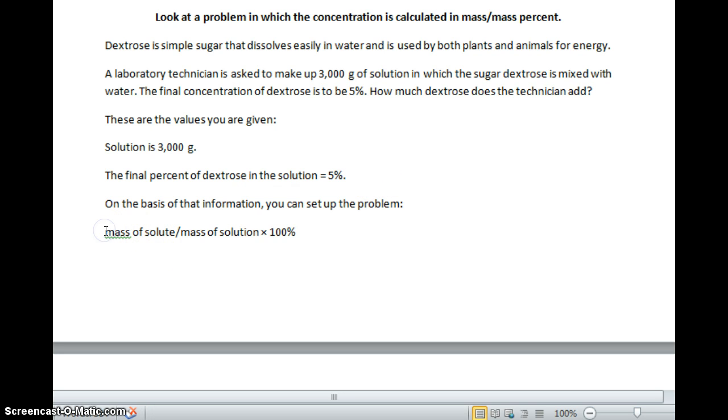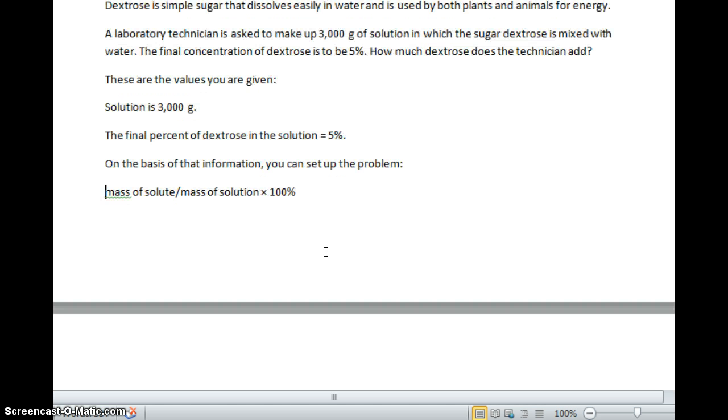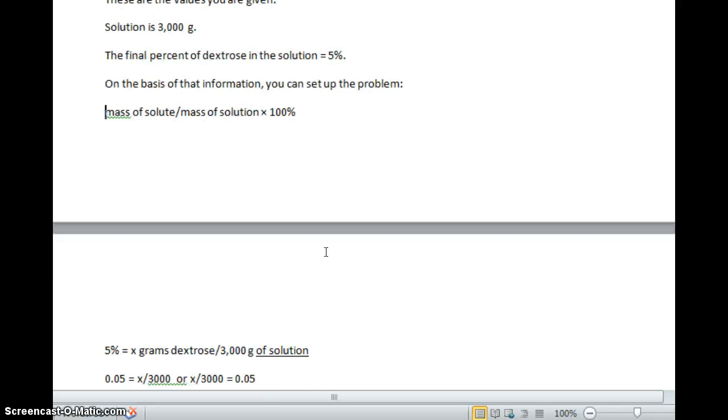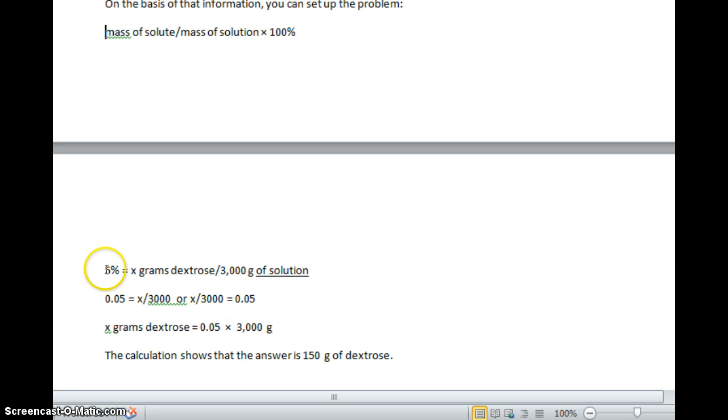So we want to use the mass of the solute divided by the mass of solution times 100%. So that tells us that we need to see how much we have. So if we take X grams of dextrose divided by the 3,000 grams of solution, that's going to equal 5%. Remember in math class, you have to change 5% into a decimal. You do that by dividing by 100 or moving the decimal place 2 places to the left. So 5% becomes 0.05, and that equals X over 3,000.